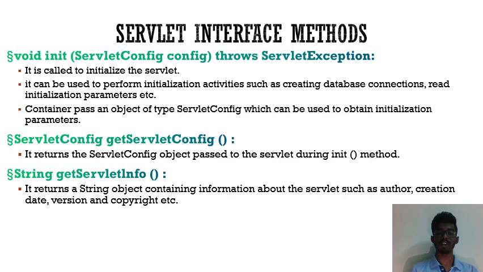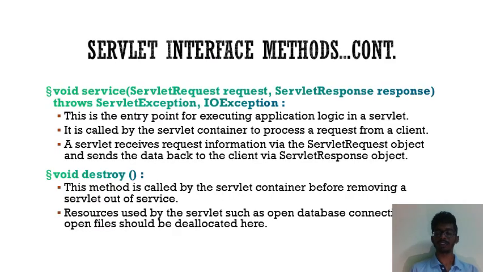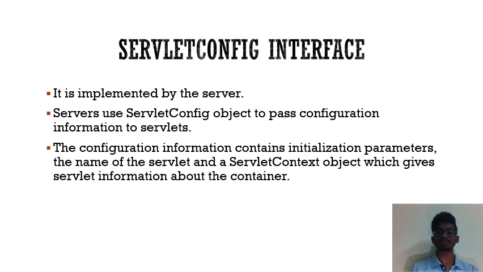It returns a string object containing information about the servlet such as author, creation, version, copyright, the date of modification, etc. Void service. As we have discussed earlier, this is the lifecycle method which provides the service. It means it gets or posts the content that is requested or responded to the client or from the server. Destroy. This is also a lifecycle method which is used to destroy the servlet after all the manipulations and performances are completed.